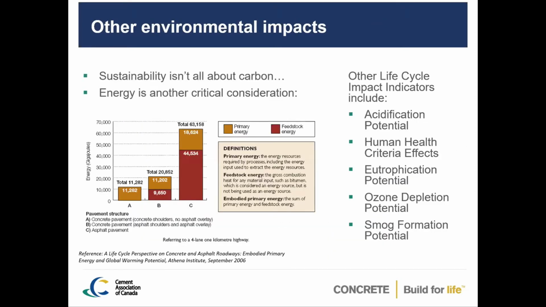And it's not all about carbon, and the Athena calculator also looks at some other impact areas with regards to the environmental footprint of a pavement. Energy, for example, is an important consideration. And comparing concrete to asphalt, asphalt has a significantly higher energy footprint, particularly when it comes to feedstock energy, which is highlighted here on the slide. Other categories that the Athena tool looks at include acidification potential, ozone depletion, and smog formation, which, depending on the local project conditions, may be of particular interest to a designer. And the Athena tool has a complete tabulation of all of these different effects as part of its assessment, which is pretty handy.